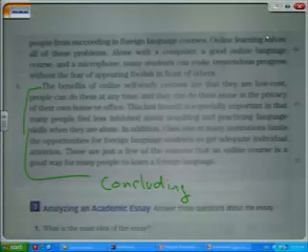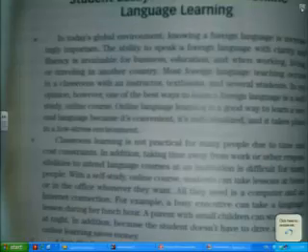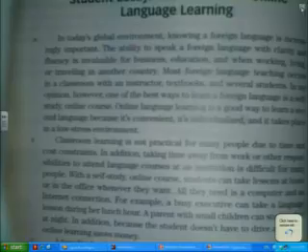looked at yet. We'll go back and look for it again, in the body of this essay.